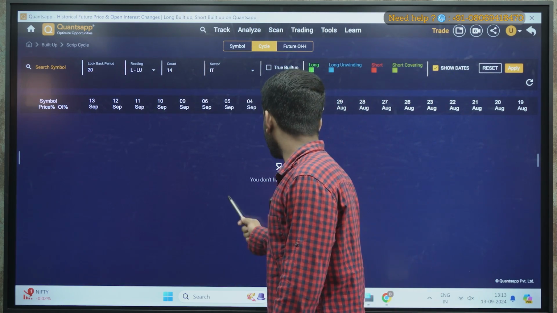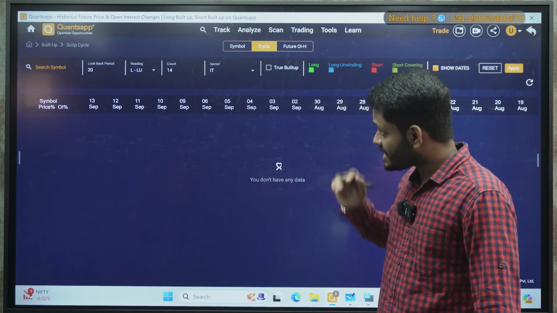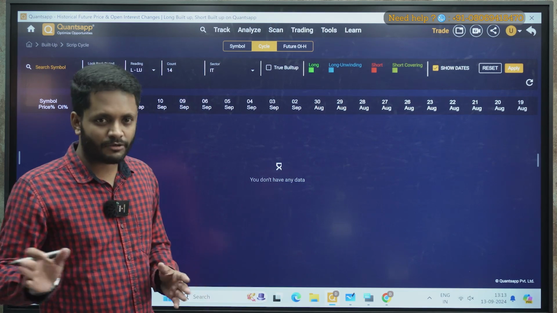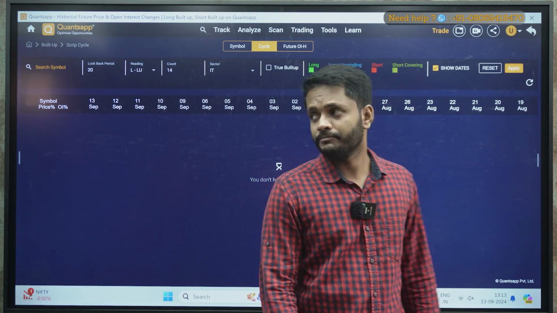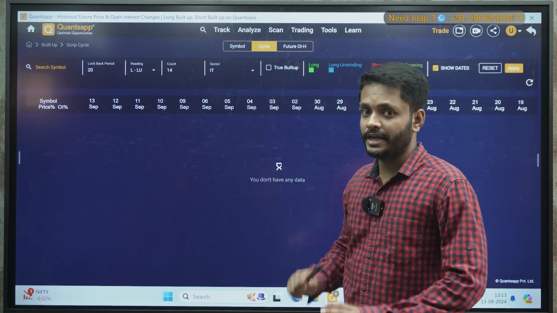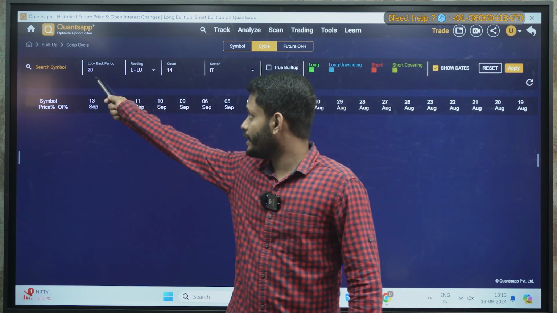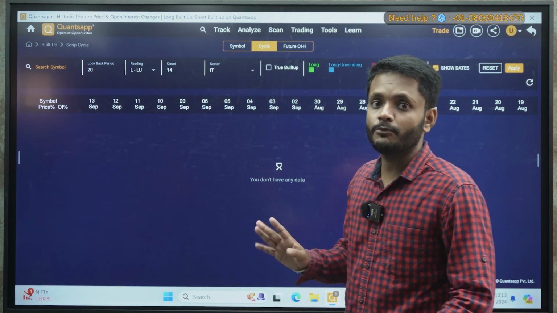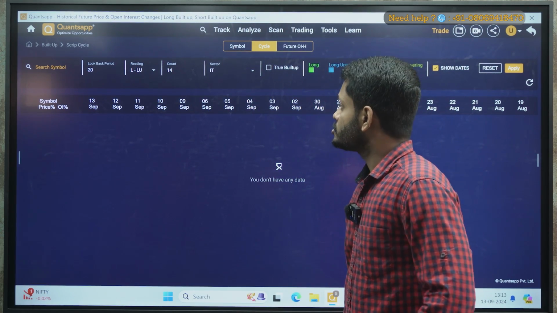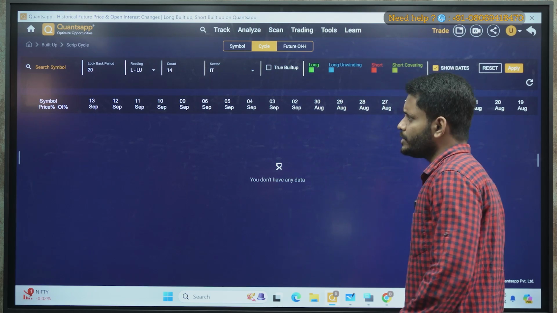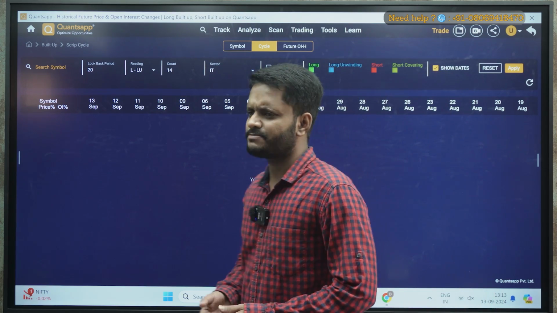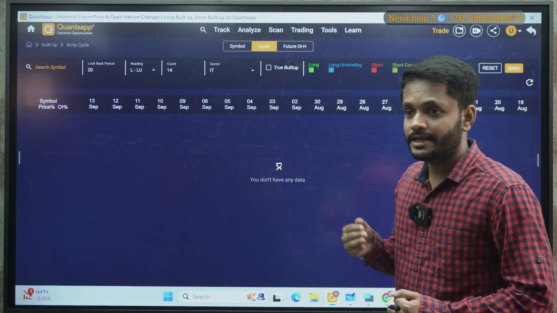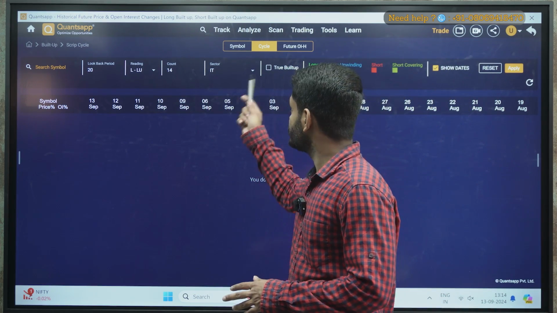Now if you see, you don't have any data as of now, because IT has already performed. It is kind of sideways now. As of now I don't have any stock where, out of the past 20 days, 14 days there was long and long unwinding. So whenever July is around the corner, that is by June end or something like that, you can find out the stocks which are currently following long and long unwinding based on this cycle.